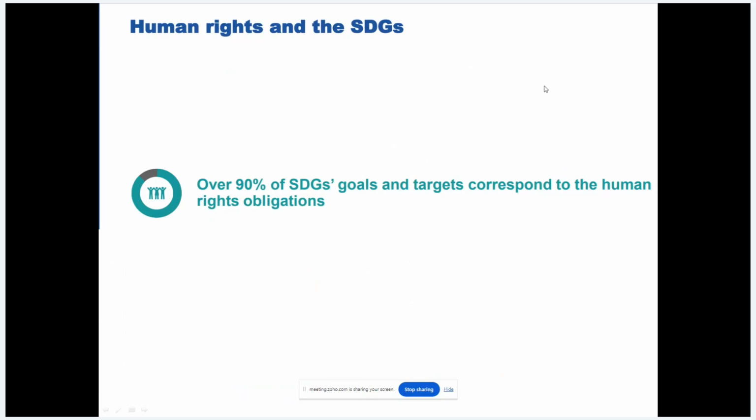Human rights and SDGs, because ultimately whatever we are doing here, we are doing for human beings. Ultimately our concern is for human beings, because what is the concern of the planet? People are the concern of the planet, and over 90% of the SDG goals and targets correspond to human rights obligations. So when we take an example of how these are connected with a parameter, we'll see that multiple SDGs are contributing to a particular attribute.